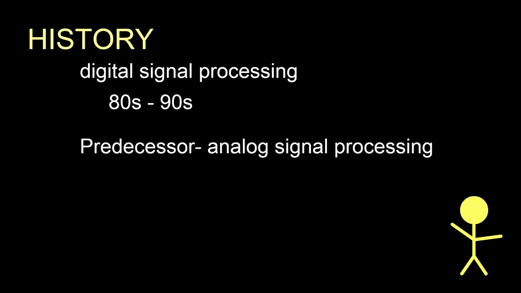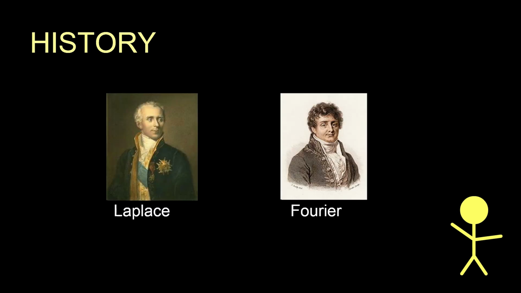The predecessor to digital signal processing is analog signal processing, which I will talk about in a second. Although communication systems weren't in place until the 20th century, a lot of mathematical theorems in signal processing come from French mathematicians in the 18th or 19th century. So what are analog and digital signals?